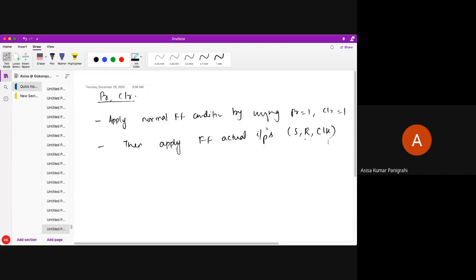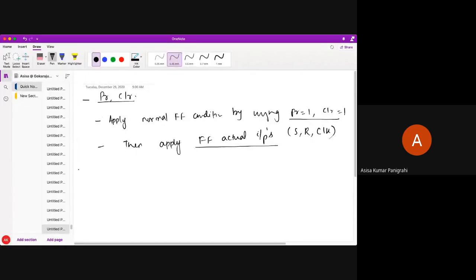So these are the conditions for how we can set the initial condition of the flip-flop and how we can work with the flip-flop. First, you have to get the initial condition by using preset and clear. Next, apply the normal flip-flop condition by using preset equal to 1 and clear equal to 1. After that, apply the flip-flop actual inputs S, R and clock.